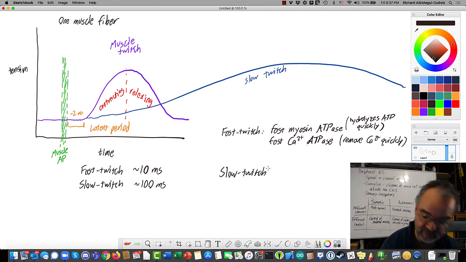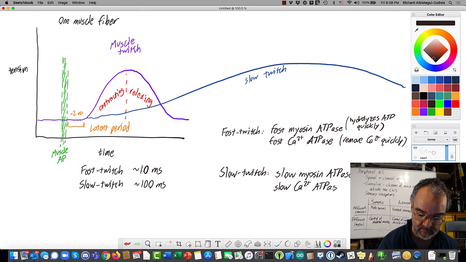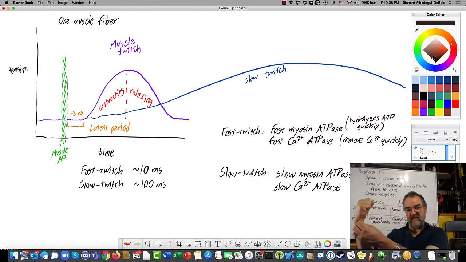In slow twitch fiber, on the other hand, we have the slow versions of both of those. Slow myosin ATPase and slow calcium ATPase. By slow myosin ATPase, I mean in slow twitch muscle, we bind a new ATP, release, wait a moment. Then hydrolyze, stretch out, bind, pull, new ATP, release. Hydrolyze, stretch out. We have this sort of pause in there. It takes it a moment to hydrolyze it, which means how many contractile cycles can you do in a certain amount of time? Well, fewer, because you've got this built-in delay in it.